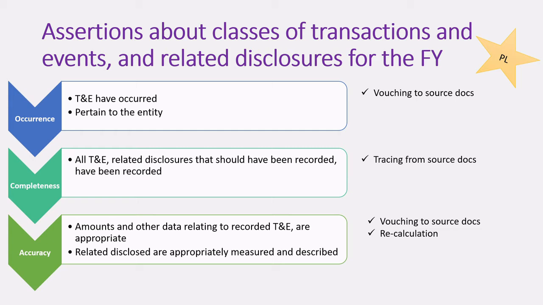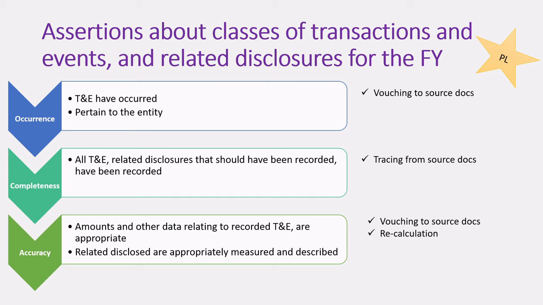Some people get confused about this. Some think vouching can also verify completeness, which is wrong. If something is not recorded, how do you verify it? Normally in vouching, we select the sample from the GL and then go and vouch the source document. But if a transaction has not been recorded, we are not going to pick it as a sample to verify. So we can't verify completeness from vouching. We have to trace from source documents to verify whether that transaction has been recorded.